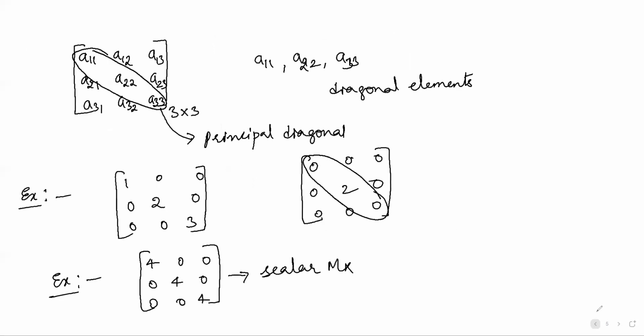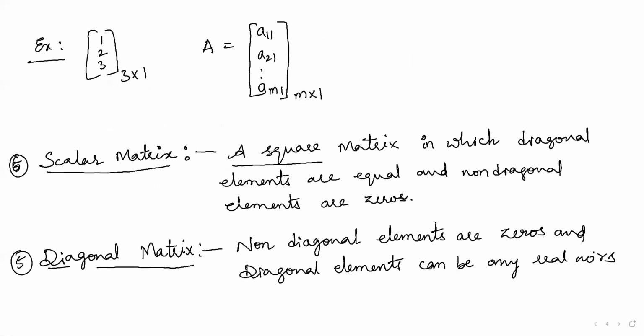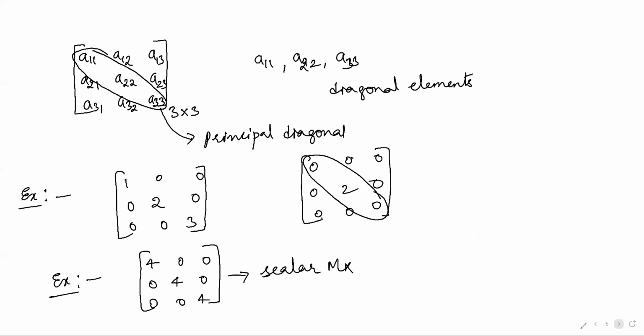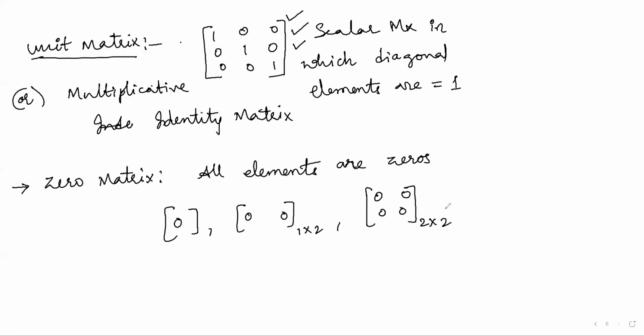Okay, so if you see, a scalar matrix is a diagonal matrix. And here, this one is a square matrix, a diagonal matrix, a scalar matrix, but it's not a unit matrix or multiplicative identity matrix.